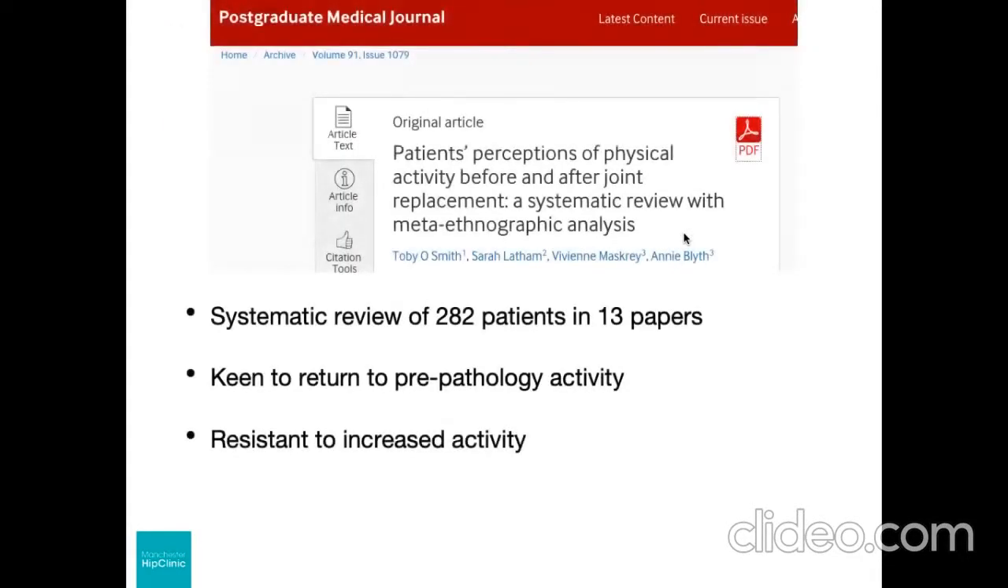This was a bigger group of patients, and they looked at multiple papers, 13 papers in all, and all the patients were keen to get back to what they used to do in the past, but they were still really hesitant to try and increase their activity level.